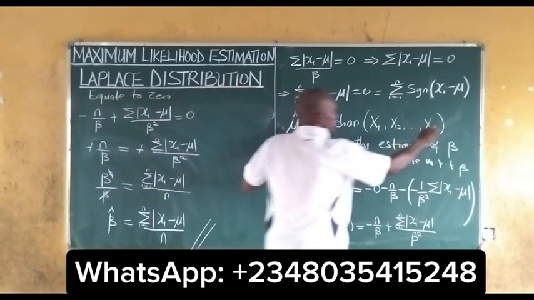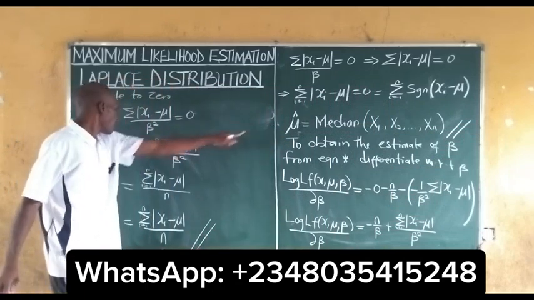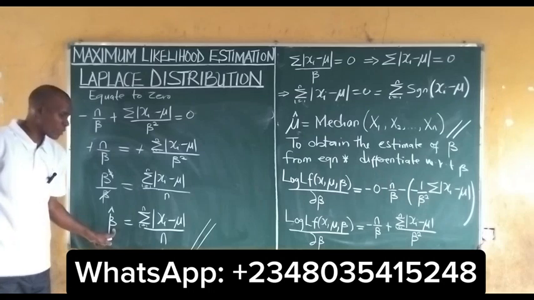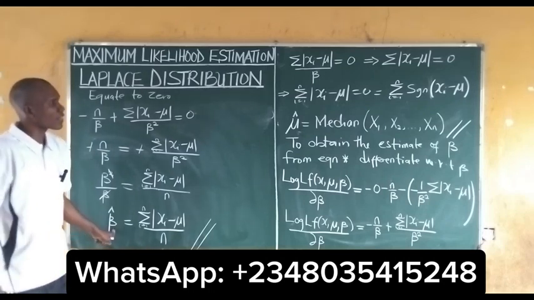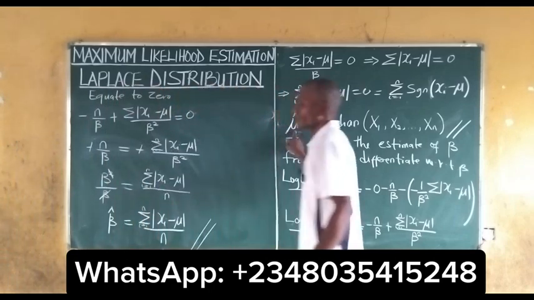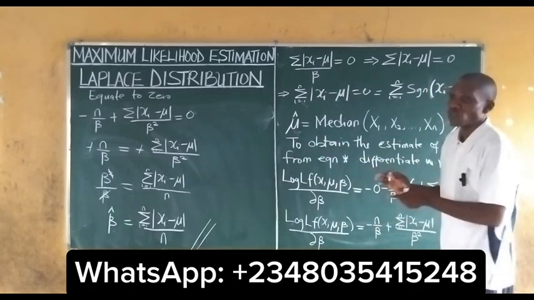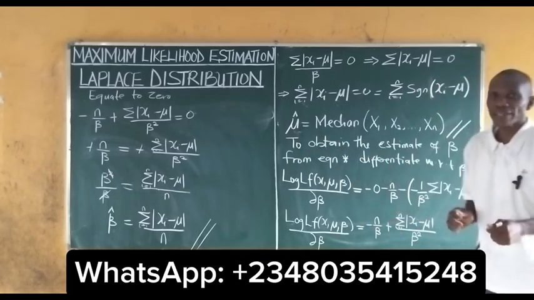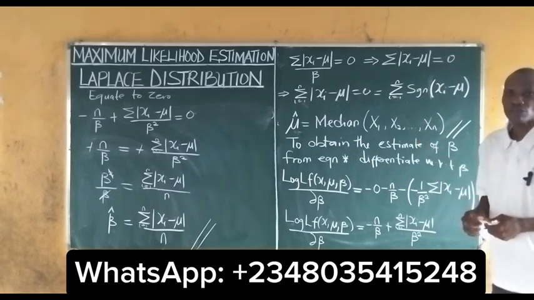While this here becomes our estimate for the mean, and this becomes our estimate for beta. Remember, beta is our scale parameter, while the mean is the location parameter. So this is how to obtain the maximum likelihood estimation for the Laplace distribution.